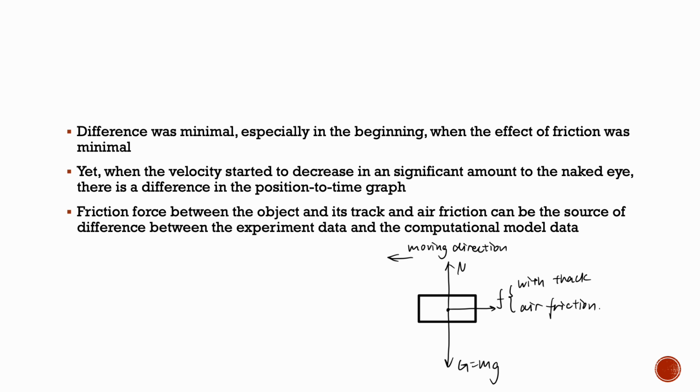The difference between the graphs was minimal, especially in the beginning when the effect of friction was insignificant. Yet when velocity started to decrease by a significant amount to the naked eye, there is a difference in the position to time graph. Not velocity, but the speed. The friction force between the object and its track and air force can be the source of difference between the experiment data and the computational model data.